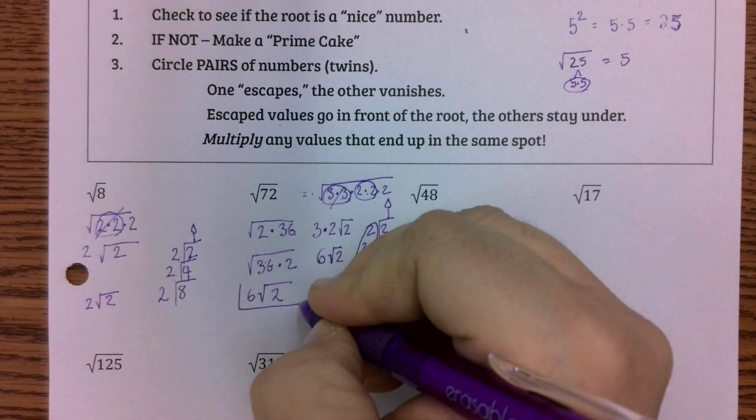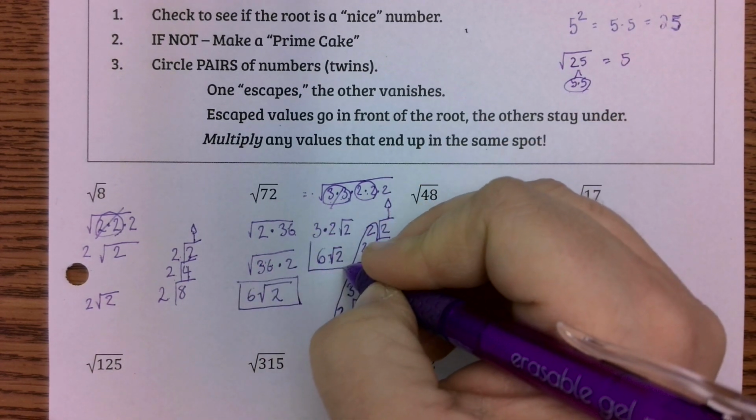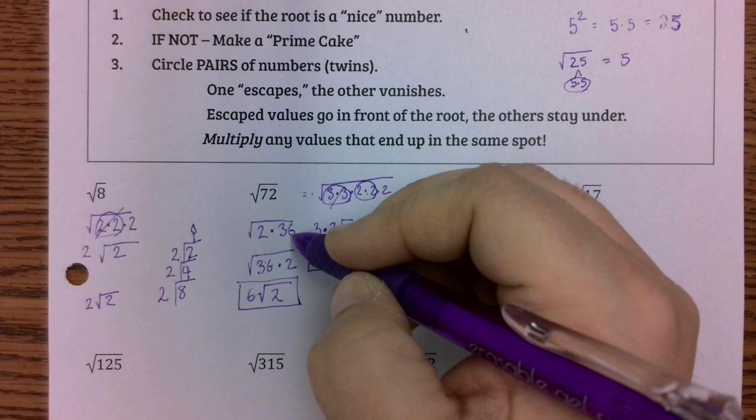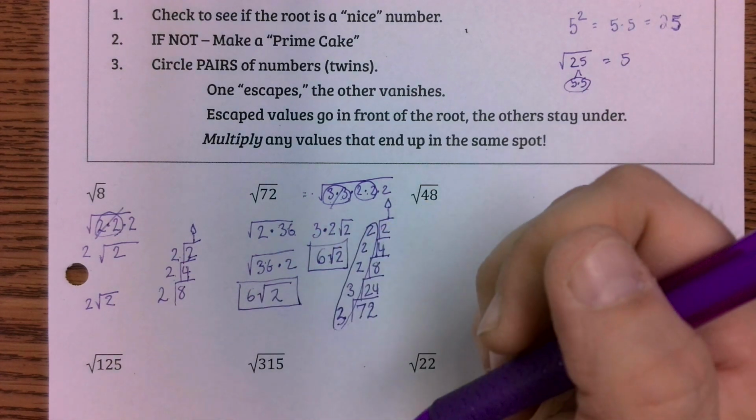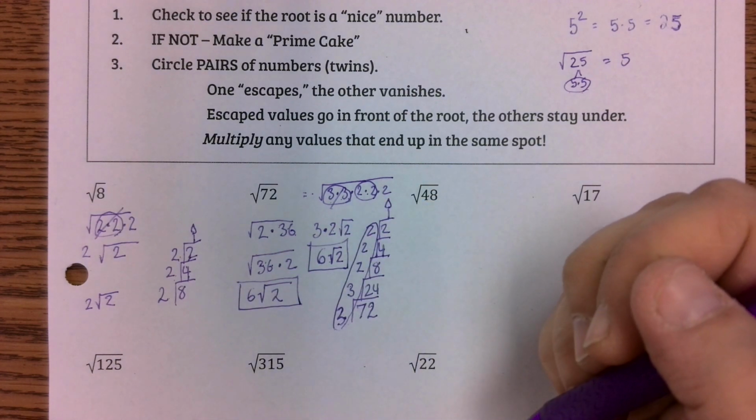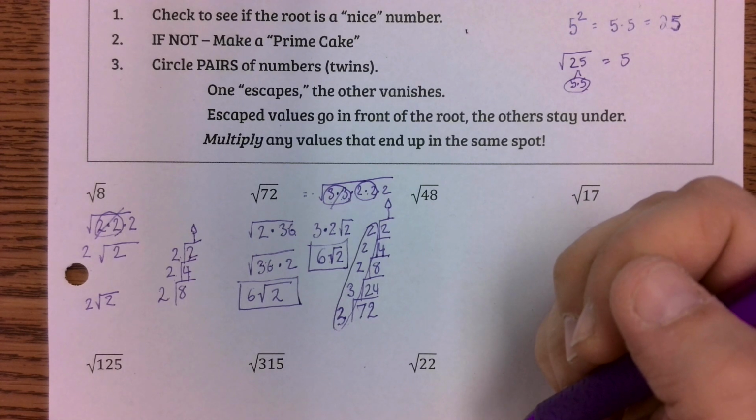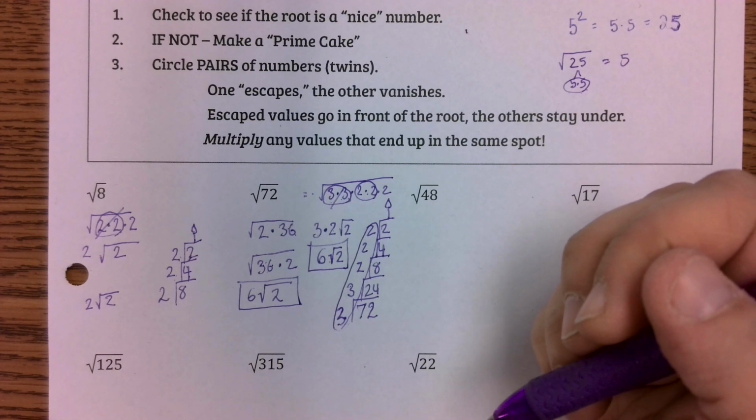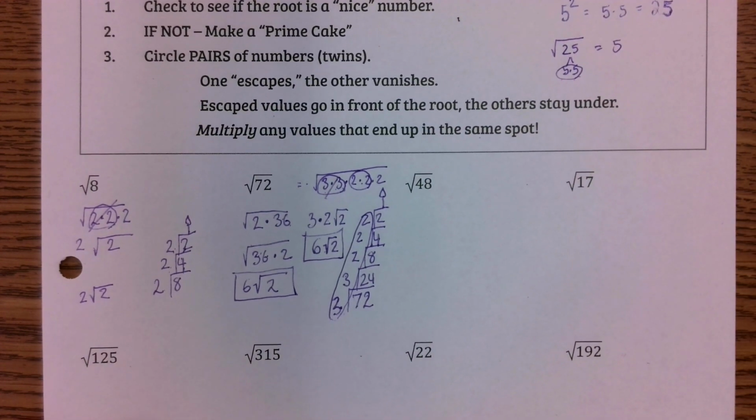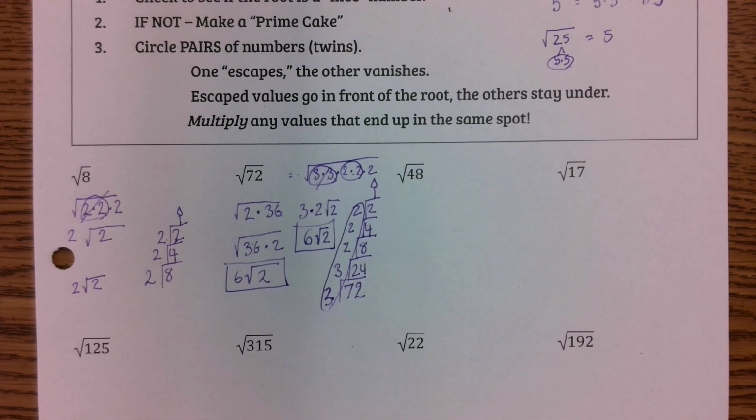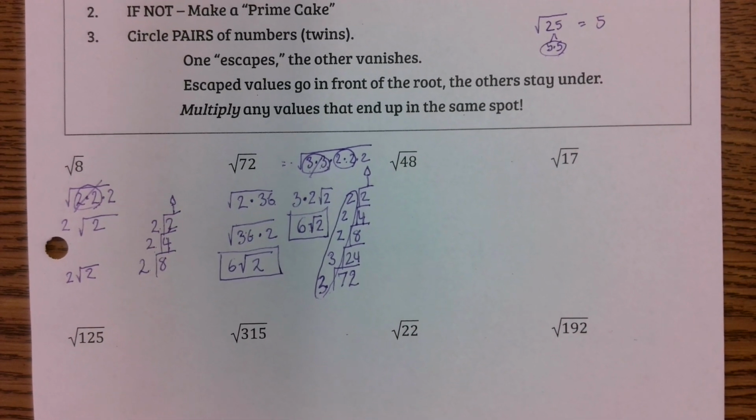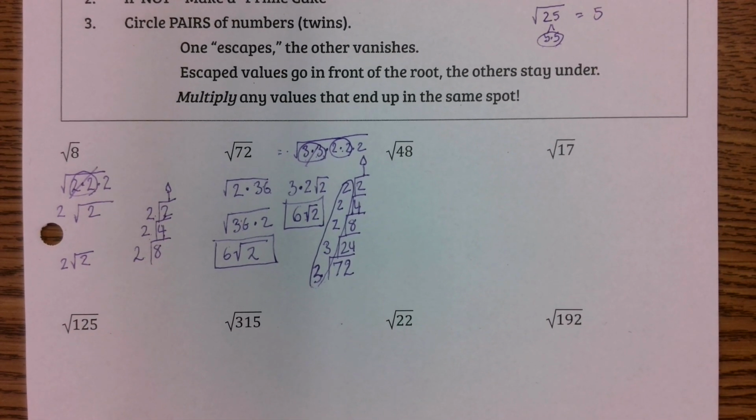So you can see, whichever way you go here, if you're able to find a hidden perfect square, take the square root and bring it out, or using your prime factorization cake, both of those methods work. Whichever method that you have learned and or that you're comfortable with, that's the one that you should go with. Okay, we're going to do a couple more, and then I'm going to have you check your work, okay?